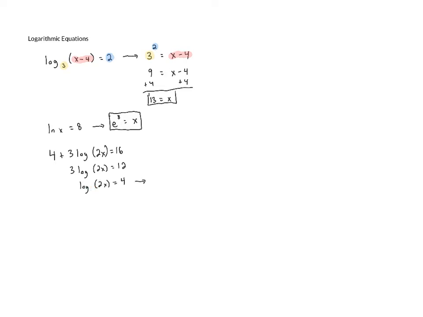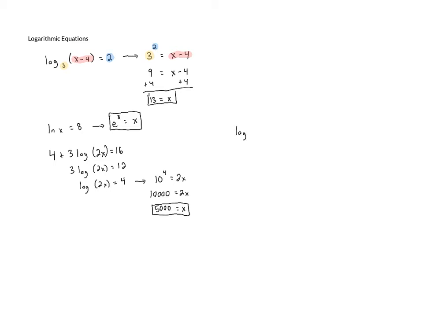This is a common logarithm, so the base is 10. So we've got 10 to the 4th equals 2x. 10 to the 4th is 10,000. So we've got 10,000 equals 2x. And if we divide by 2, we get x equals 5,000. So here we had to isolate the logarithm first before we converted it to exponential form, but we were able to do this nevertheless. Let's take a look at one more example.